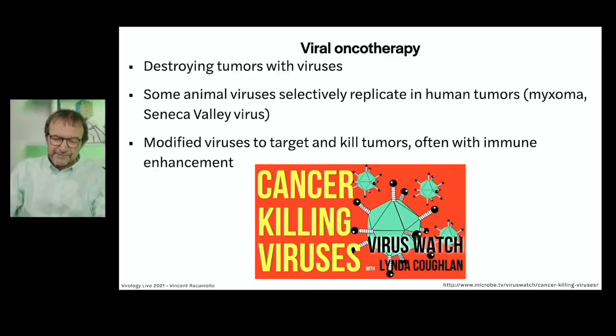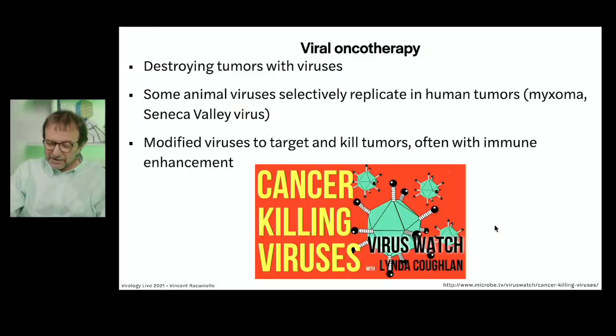All right, let's talk about, finally, viral oncotherapy, destroying tumors with viruses. We use viruses that are animal viruses, non-human, that happen to replicate in tumors, like myxoma and Seneca Valley virus, which are not human viruses, but people just discovered that they reproduce in tumors. Or we can modify viruses to target and kill tumors, and we use immune enhancement. That's a very important part of it. Linda Collin did a short video on cancer-killing viruses. She worked on the ChAdOx vector at Oxford many years ago.